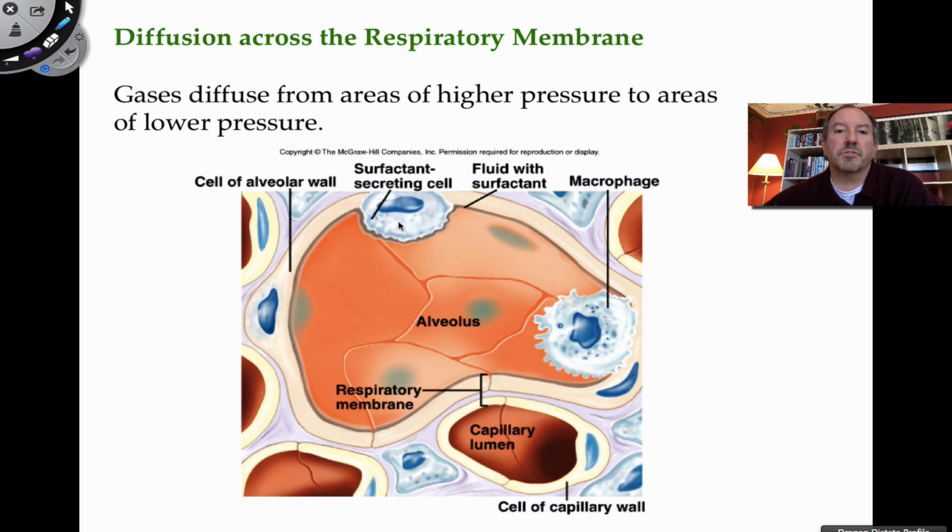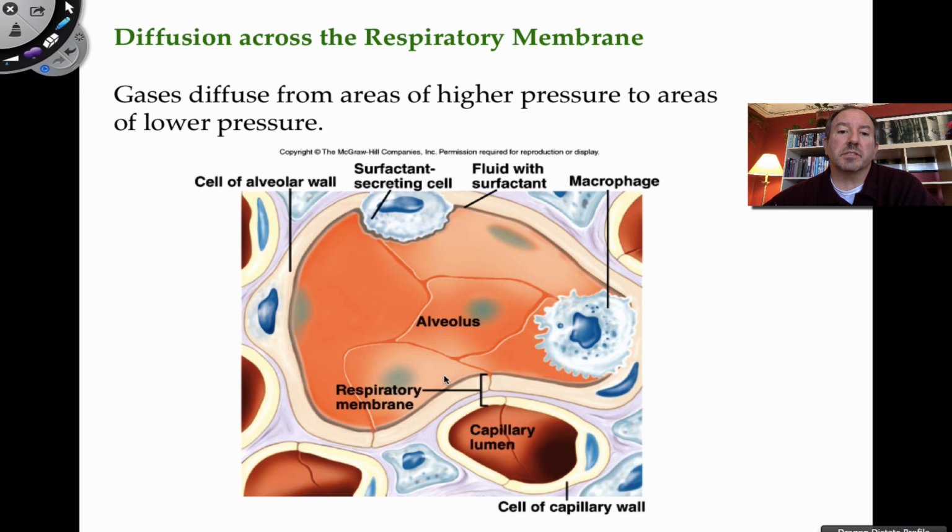And then this is a cool cell too. This is something called the surfactant secreting cell. This cell produces a lipid-like solution called surfactant that coats the inside of the air sac. And as you may know, a lipid is hydrophobic, and it disrupts water's ability to hydrogen bond with itself.